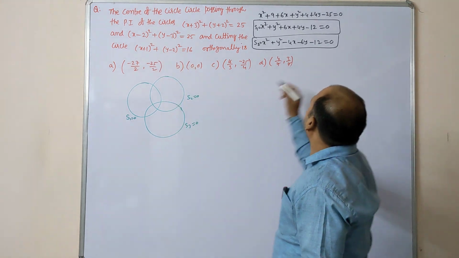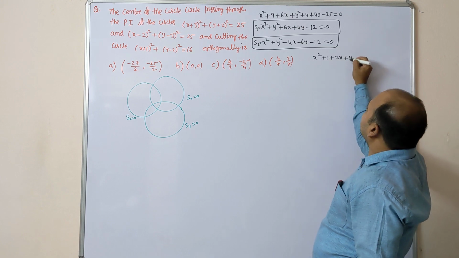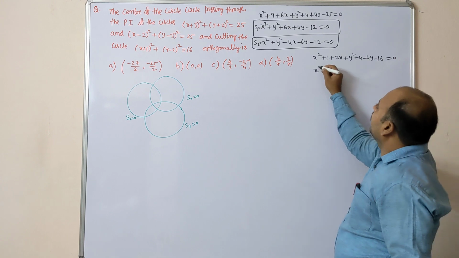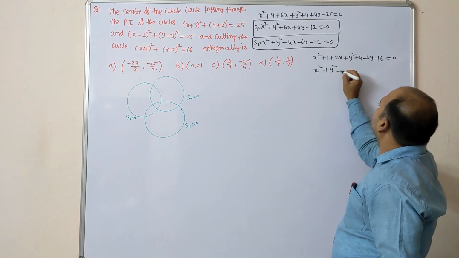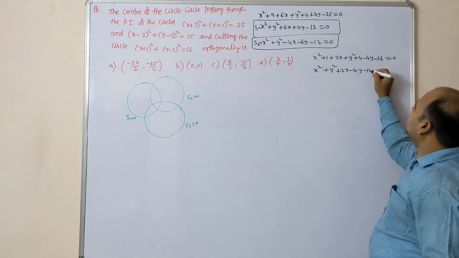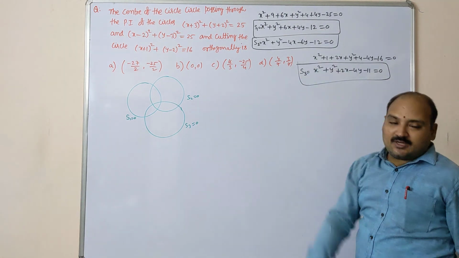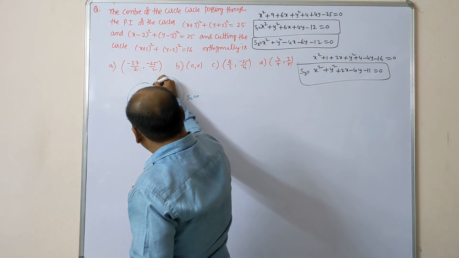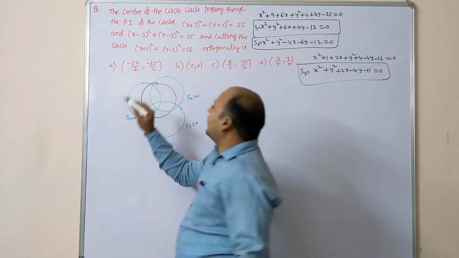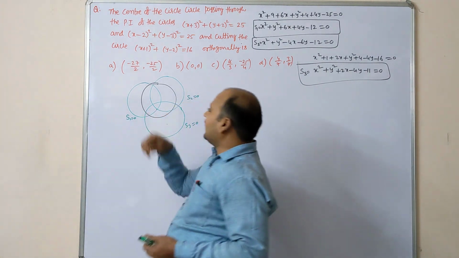Third circle: x square plus 1 plus 2x plus y square plus 4 minus 4y minus 16 equal to 0. So x square plus y square plus 2x minus 4y, 5 minus 16 is minus 11, dear students. This is S3. So they are asking to find the circle passing through the point of intersection of these two and cutting another circle orthogonally. This circle they are asking, and it cuts this circle orthogonally.